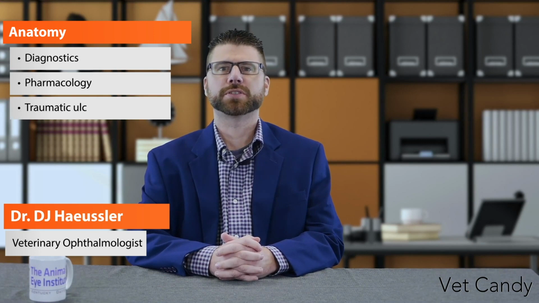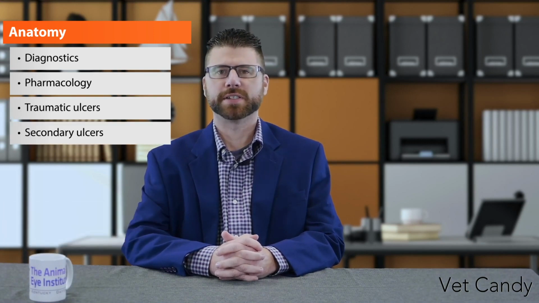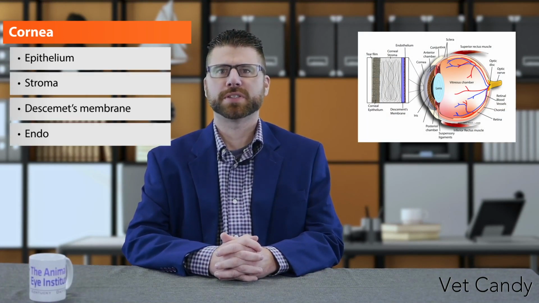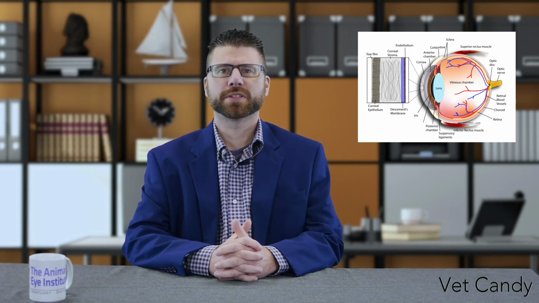So in this module, we're going to be talking about the anatomy of the cornea, diagnostics, pharmacology, traumatic superficial ulcers, and ulcers secondary to eyelid disease. So with the cornea, we're going to be talking about the epithelium, the stroma, Descemet's membrane, as well as the endothelium. The entire cornea is about 0.5 to 0.6 millimeters thick.